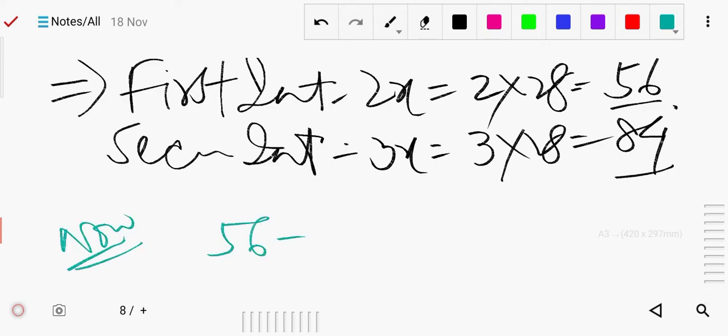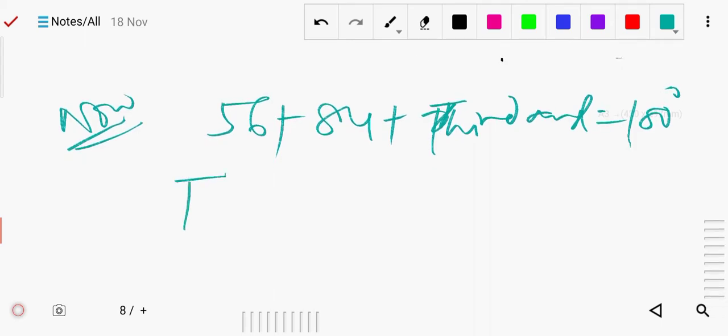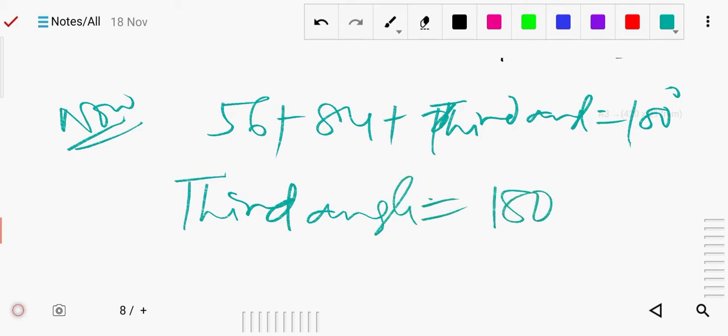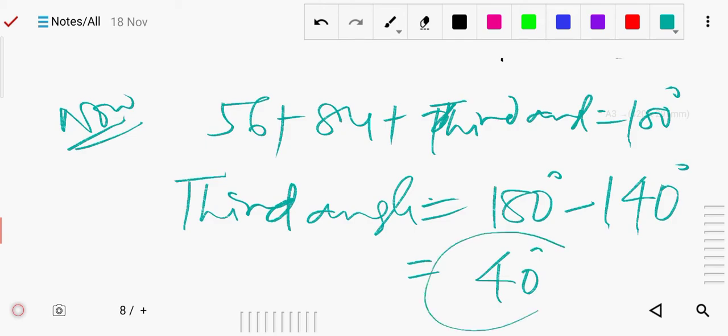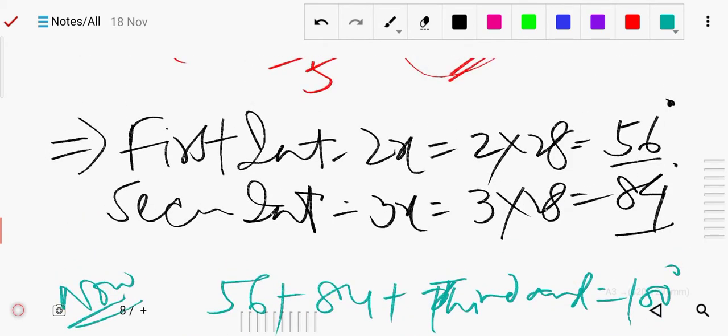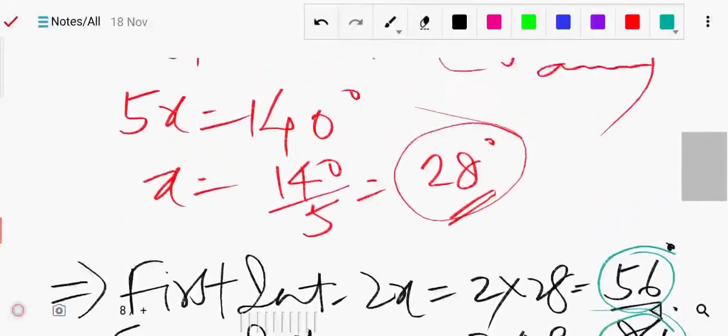So 56 plus 84, and the third one we don't know, so just write "third angle" equals 180 degrees, the sum of the angles of a triangle. So now the third angle equals 180 degrees minus 56 plus 84, which is 140 degrees. So you will subtract, and you will get 40 degrees. So the third angle is 40 degrees, and the first two are 56 and 84. So these are the angles of the triangle. Okay, so this is your solution.